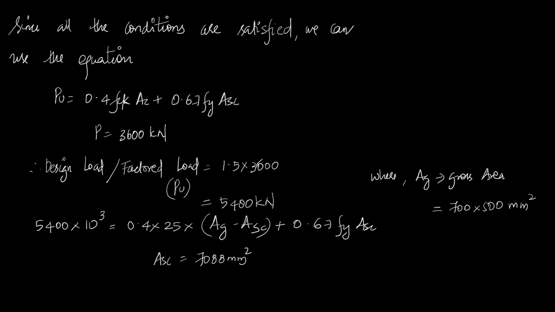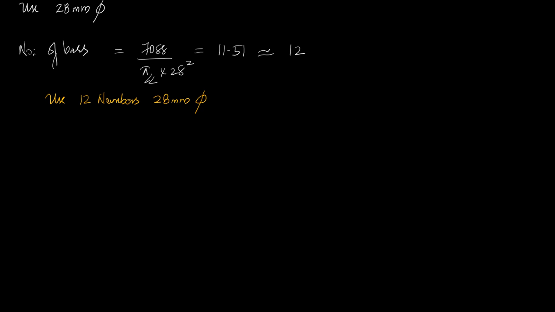You will check for AST minimum, that I have done. AST minimum is 0.8% of cross sectional area, and AST maximum, since here nothing is mentioned about the lap length, you can take as 6% of the cross sectional area. Do check for that. If it is satisfied, you can use this equation. So we will assume 28 mm diameter bars. The number of bars required is equal to total area divided by area of one bar. You will get 11.51. We will take it as 12. So use 12 numbers of 28 mm diameter as your longitudinal or main reinforcement.